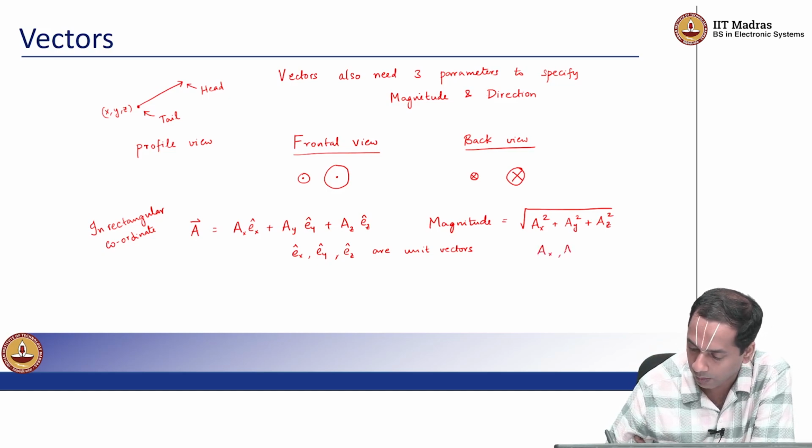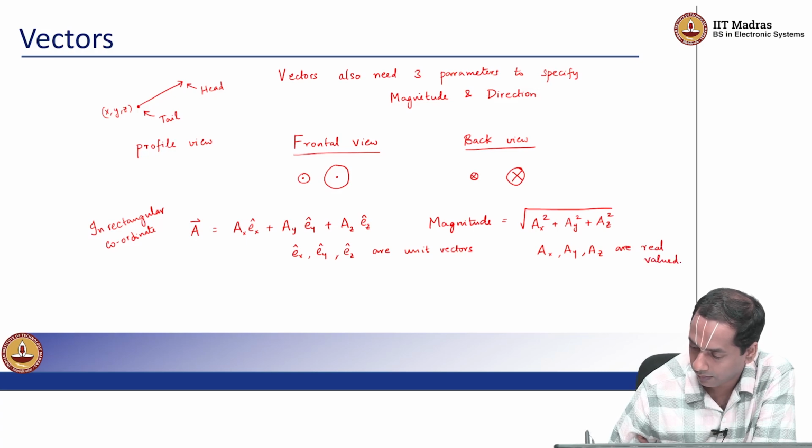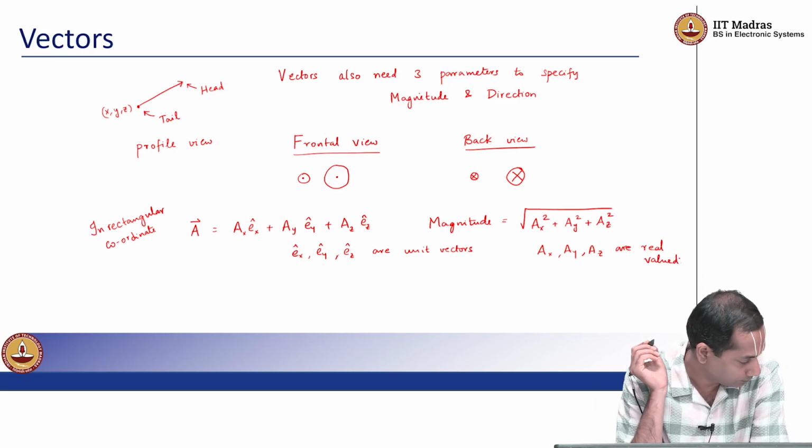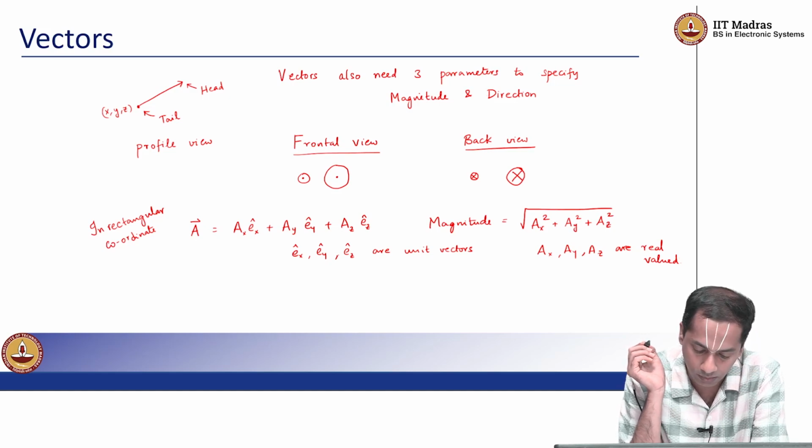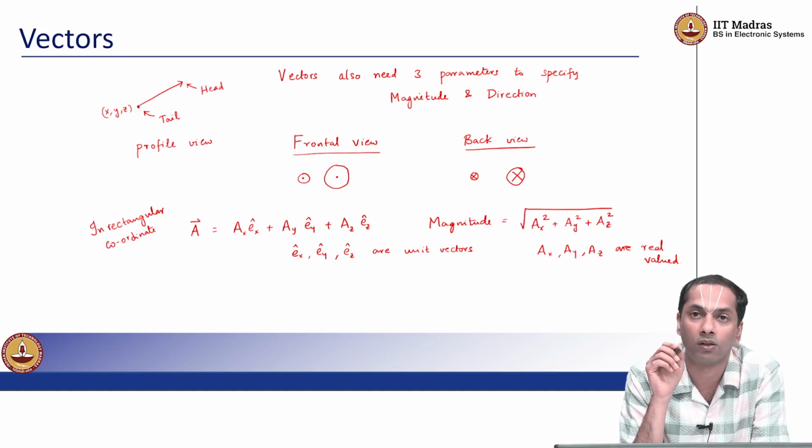And Ax, Ay, Az are the triplets, are real valued, right? So these unit vectors are essentially along the x, y and z axes, right? The rectangular coordinate system.